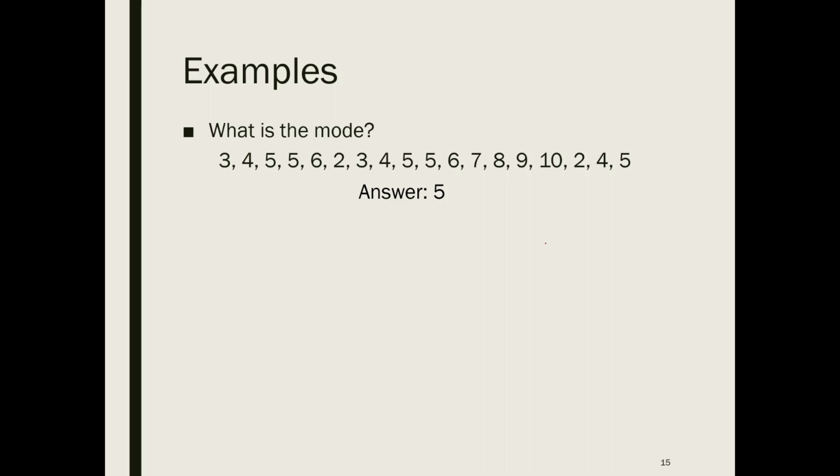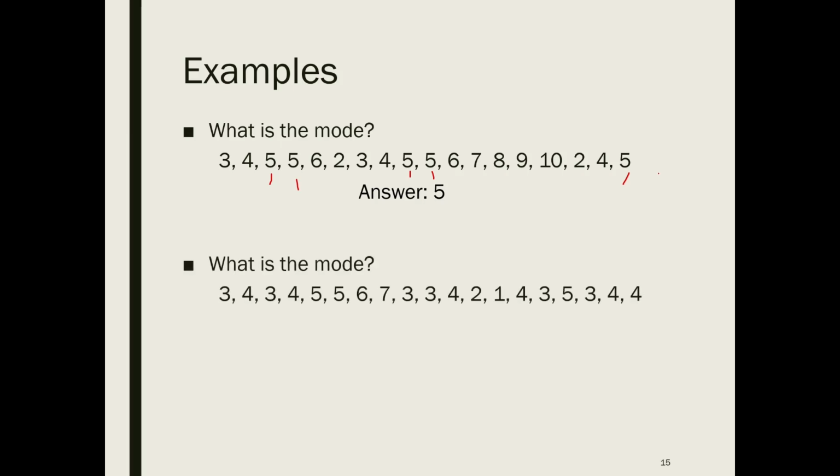Okay, the answer is 5. As you can see, how many 5s do we have? 1, 2, 3, 4, 5. We have five 5s, right? If you take a look at the other numbers, there are not more than 5. So 5 is the mode of this group.